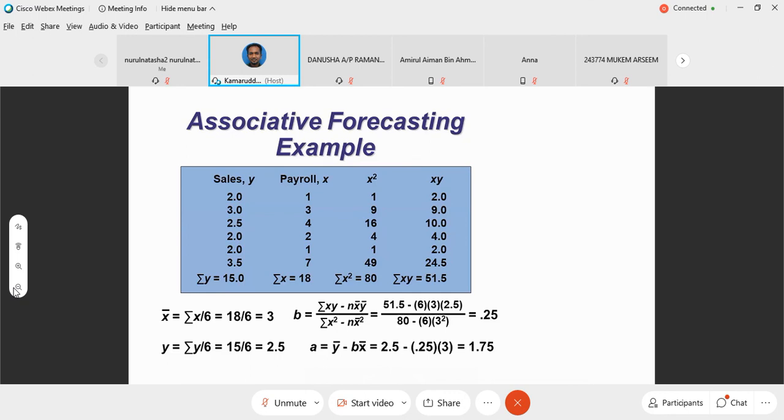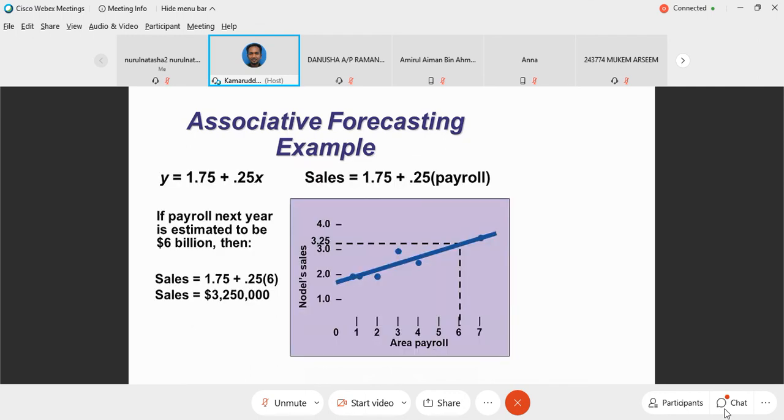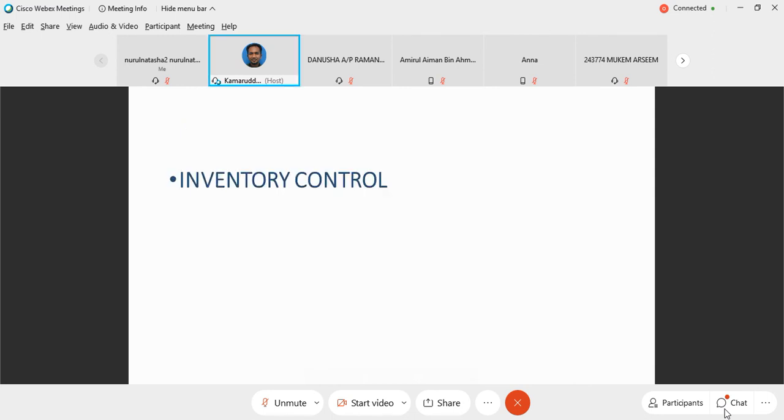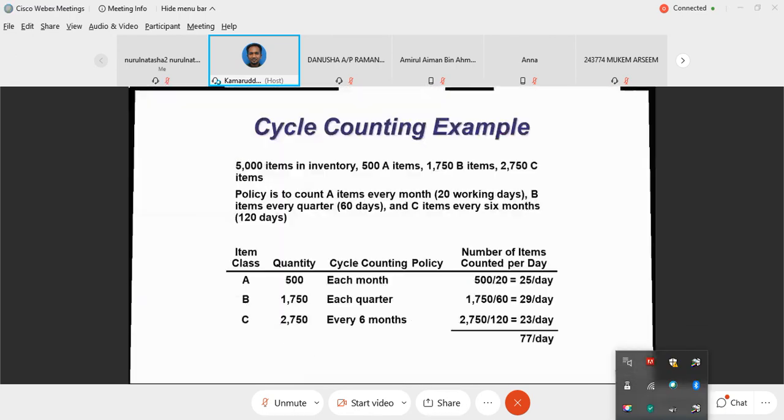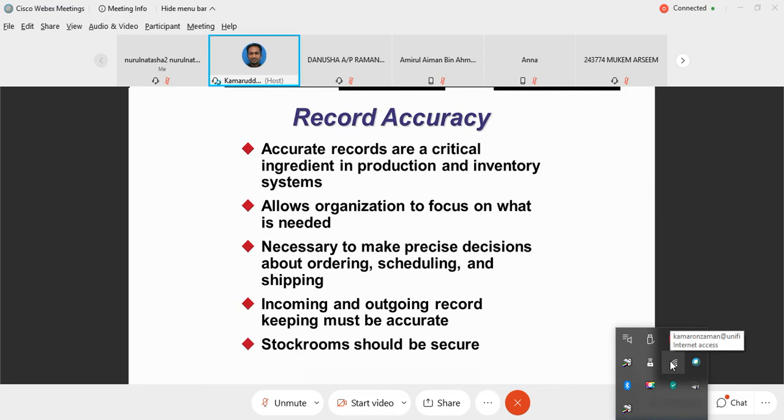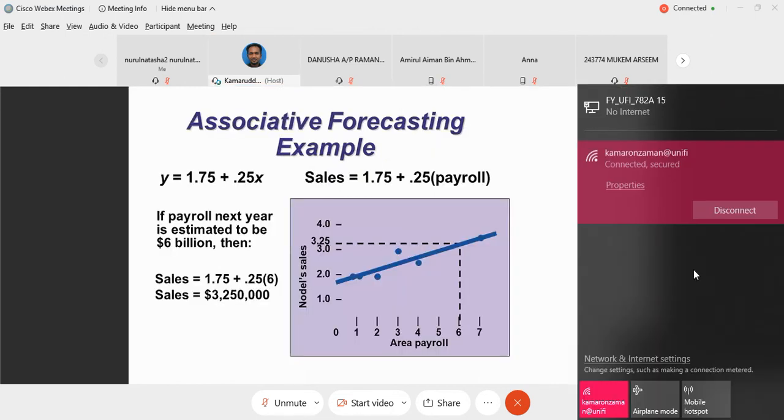Okay, I think we finish our class for today, and I will continue this forecasting technique on the linear regression analysis based on this example. So, any question before we end our online class? Any question?